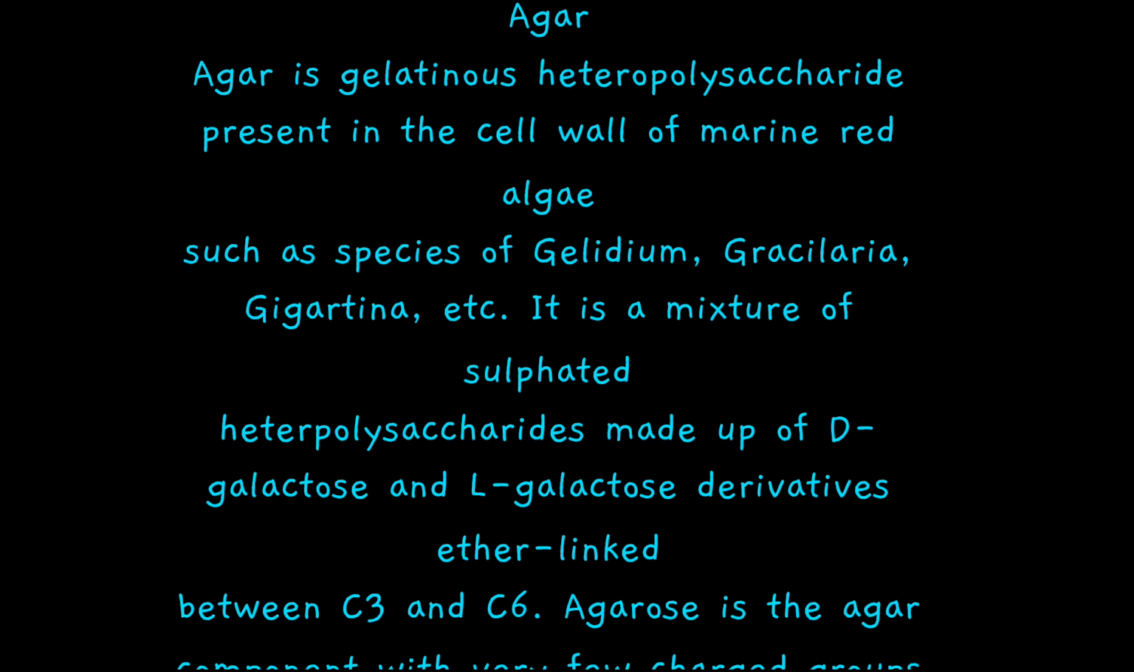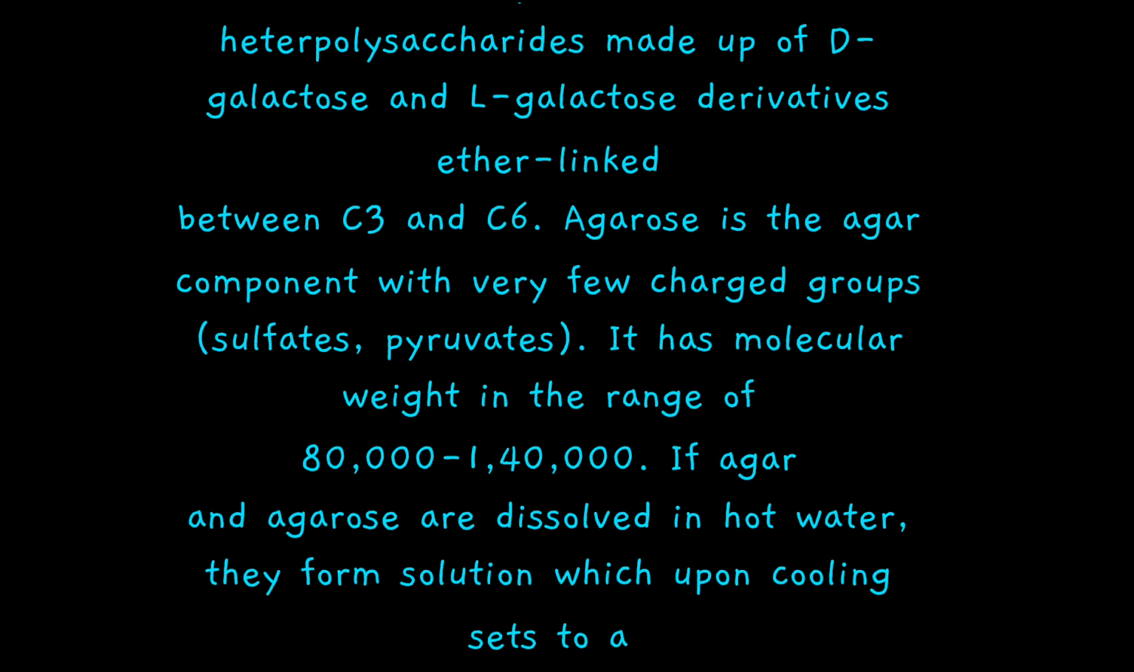It is a mixture of sulfated heteropolysaccharides made up of D-galactose and L-galactose, derivatives linked by an ether link between C3 and C6. Agarose is an agar component with very few charged groups, that is sulfates and pyruvates. It has a molecular weight that ranges from 80,000 to 140,000.